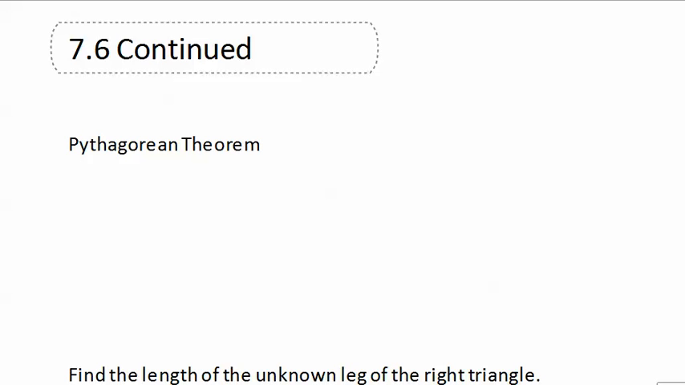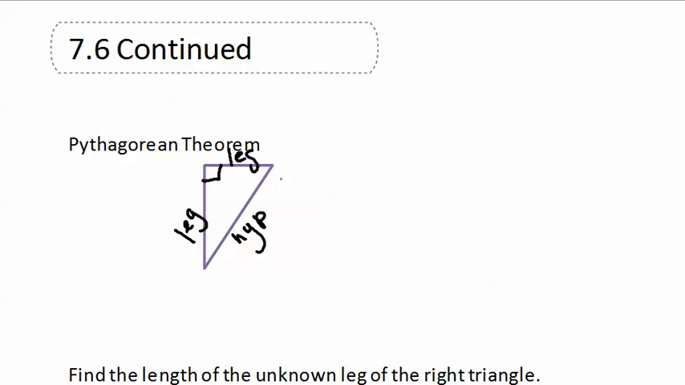In the second video for 7.6, we're actually just going to do a quick review of the Pythagorean theorem and a couple examples of using that. As you might recall, the Pythagorean theorem has to do with right triangles. So if I draw a right triangle right here, the 90-degree angle forms, and you have a leg and a leg and a hypotenuse.